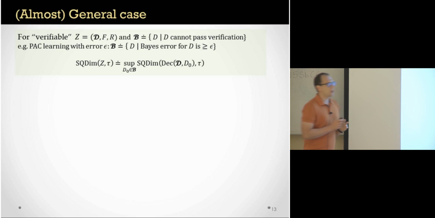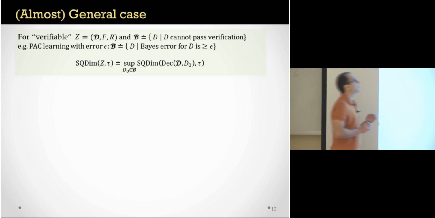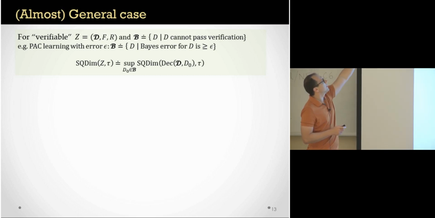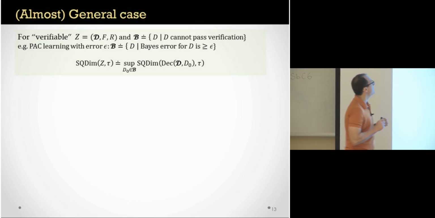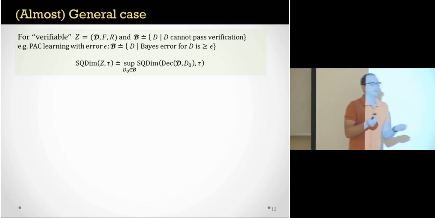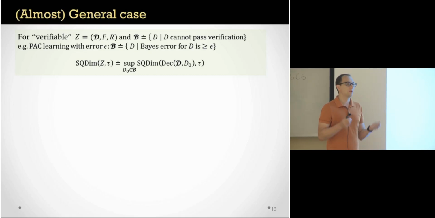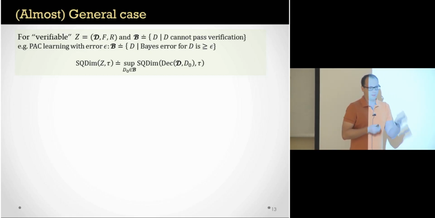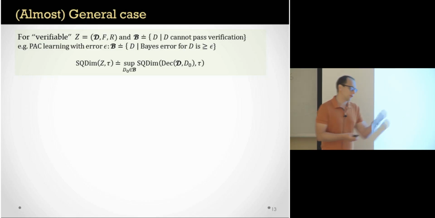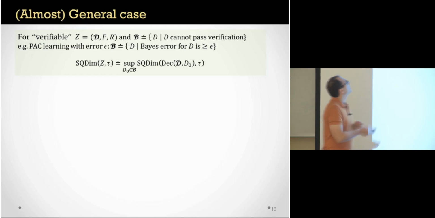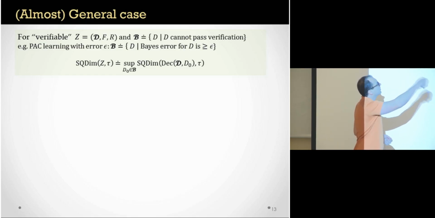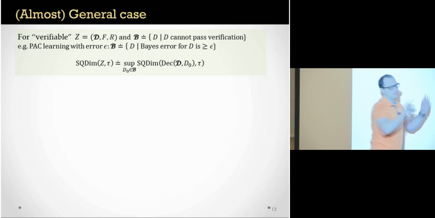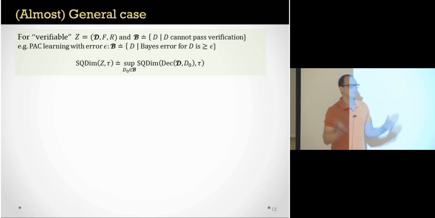So now let's go to the more general case. It won't be quite the most general, but it's pretty close to the general case. First of all, we'll be only looking at so-called verifiable problems Z, and those are problems for which, given a solution, you can, maybe using a couple of queries, or maybe just a single query, verify that the solution is a good solution. For example, in PAC learning, if you're given a hypothesis, you can check what's the error of that hypothesis using just a single query. So for this type of problems, we'll define this set B of bad distributions, which are all distributions that cannot pass this verification step for any solution.